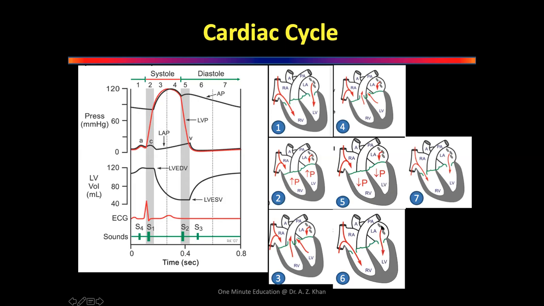Excellent. So what is this called? Rapid filling of the ventricle. Rapid filling of the left ventricle. Excellent. So when there is rapid filling of the left ventricle, the LV pressure now starts to rise. Here is the LV pressure starting to rise. And then, what is the next phase? Because the pressures are reaching equilibrium, slow filling of the ventricle. Reduced filling of the ventricle.